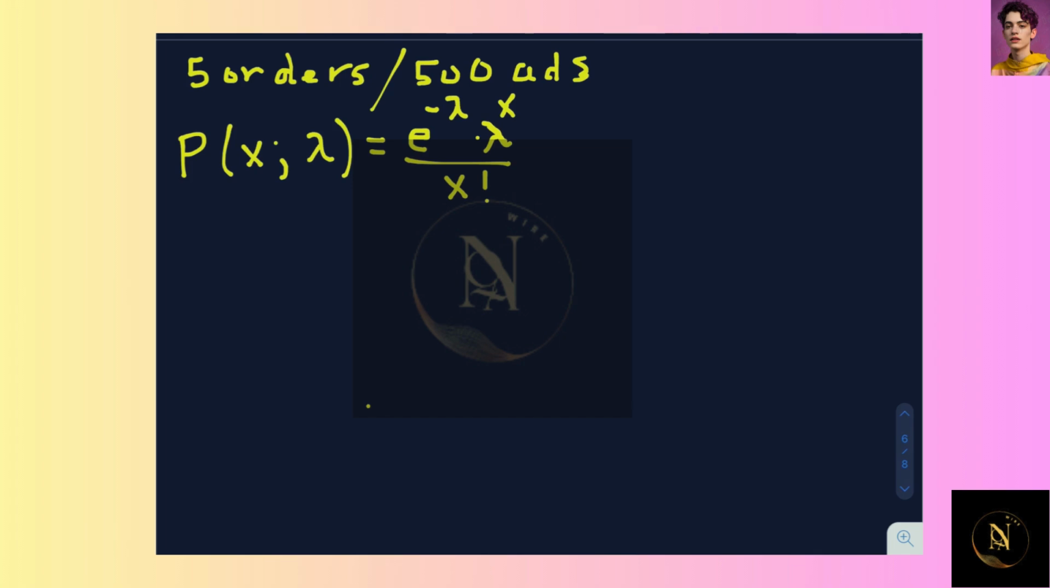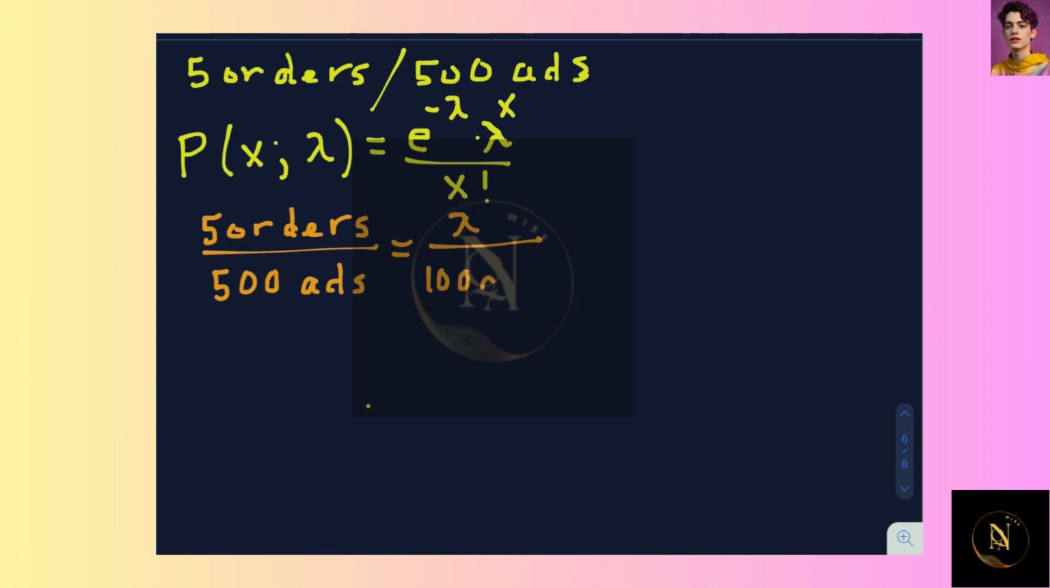And lambda in this case is the average number of orders in 100 advertisements rather than 500. So we're going to have to set up a proportion to solve this. We know that there are 5 orders generated when we send out 500 ads or solicitations. And we've got to figure out our lambda when we only send out 100 ads.